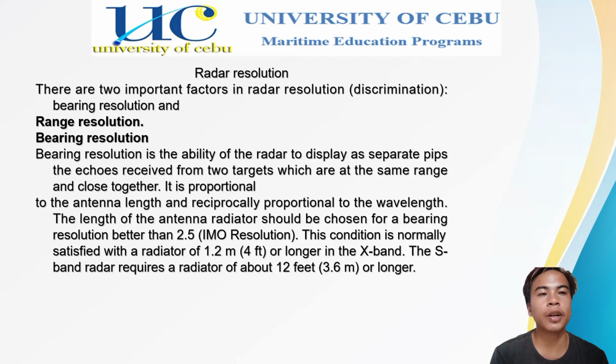There are two important factors in radar resolution, which are range and bearing resolution. Bearing resolution is the ability of the radar to display as separate bits the echoes received from two targets which are at the same range and close together. It is proportional to the antenna length and reciprocally proportional to the wavelength. The length of the antenna radiator shall be chosen for a bearing resolution better than 2.5 degrees.